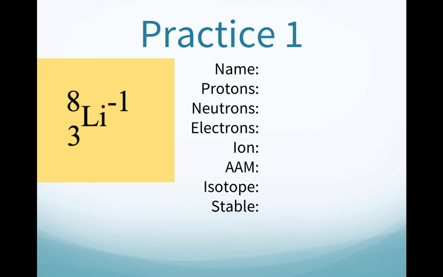Okay, hopefully you figured out the name is lithium. Again, this is why we memorize these. There should be 3 protons, 5 neutrons, and 4 electrons. This is an ion. The AAM is 6.94. This is an isotope. It is not stable. How'd you do? Let's try another one.